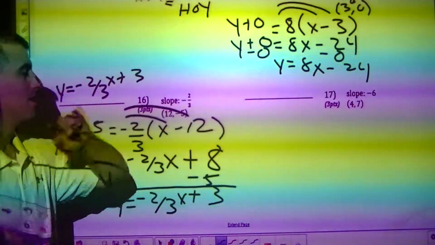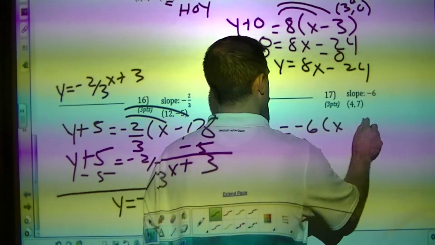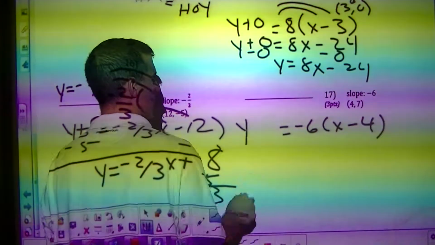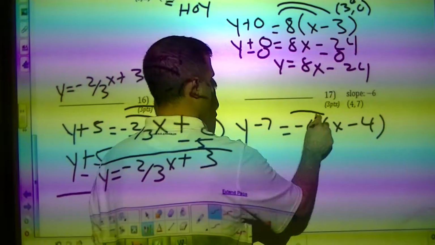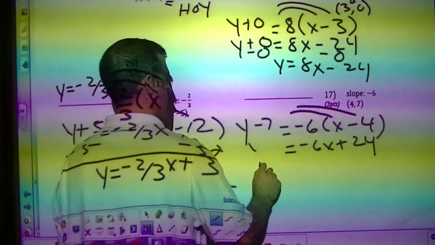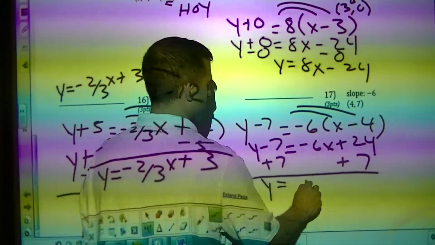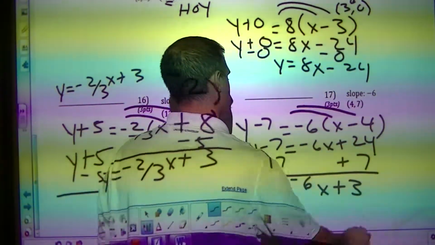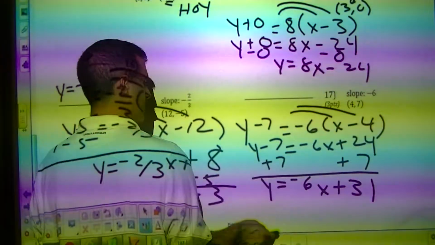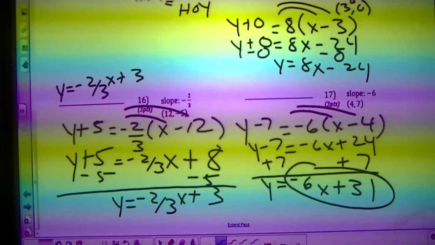Okay, let's go ahead and do this one. All right, negative 6, x minus 4, y minus 7. That's negative 6x plus 24. And I'm going to add 7 to that side. It's going to be y equals negative 6x plus 31. Okay? So make sure you multiply. All right, that's my answer there. Okay, I think that's it on that page.